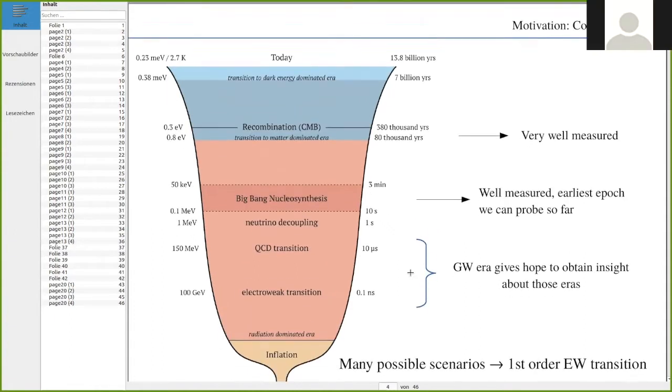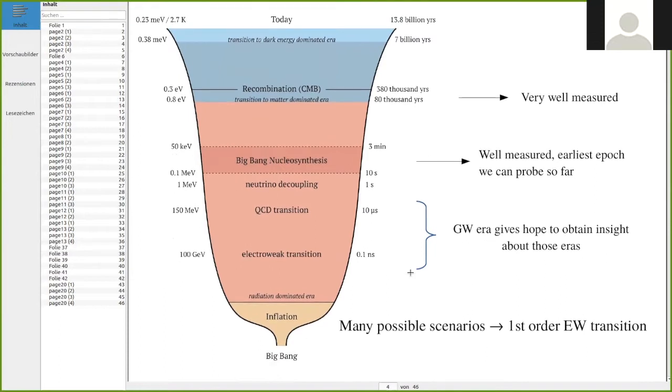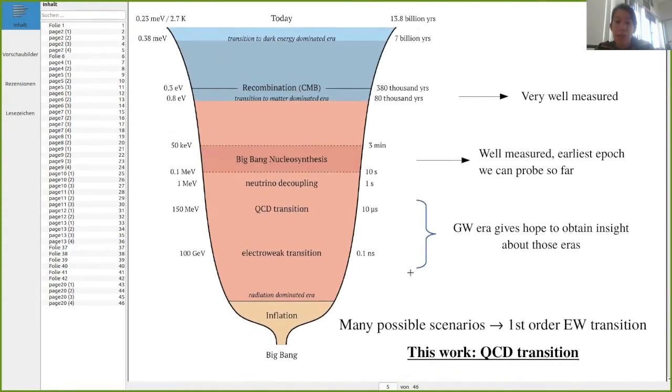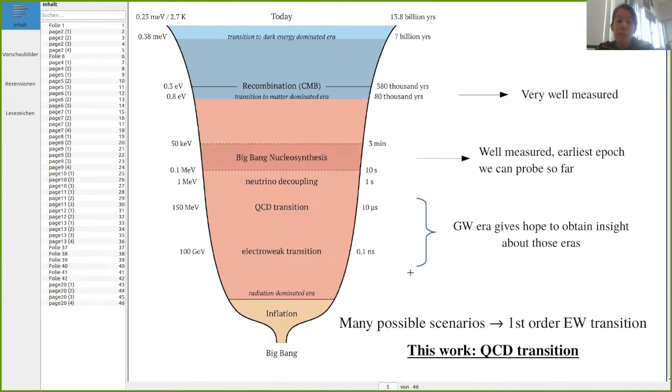However, there are many possible scenarios that would lead to a first order electroweak transition. But with, as far as I know, much fewer mechanisms that would indeed induce a first order QCD transition. And this is exactly what I will focus on during the rest of this talk.